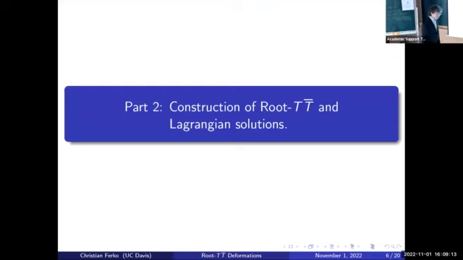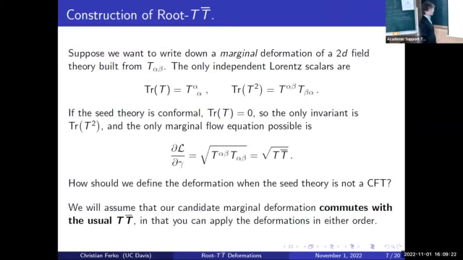So first the construction and some motivation, and then I'll show you some nice solutions to differential equations, which is some nice recreational mathematics. As I said, the motivation is now to look for a marginal deformation. As we saw in the last talk, you might begin by asking what Lorentz scalars I can construct from the stress tensor. In 2 dimensions, there are only 2: the trace of T and the trace of T squared.